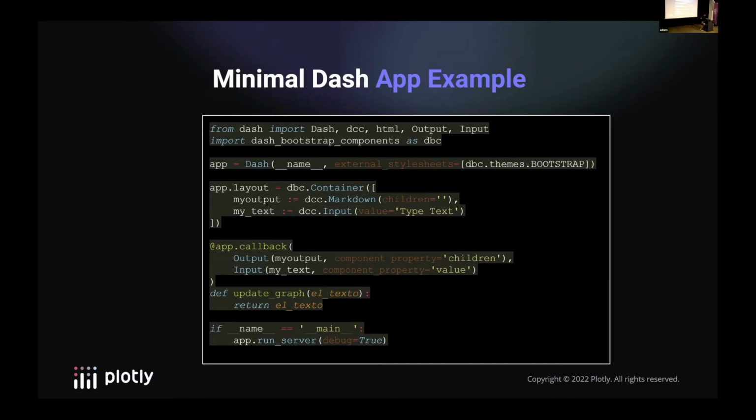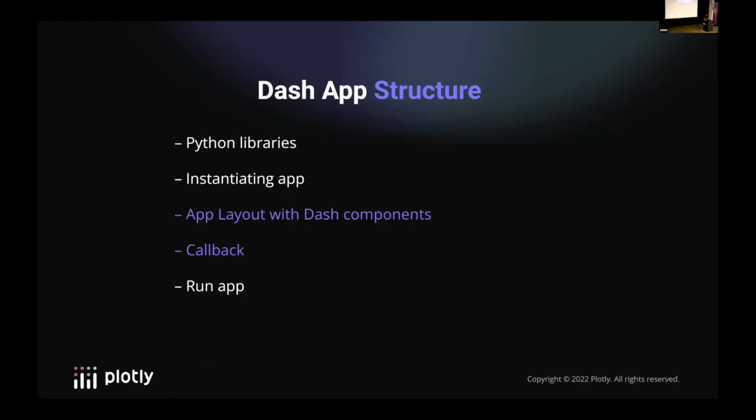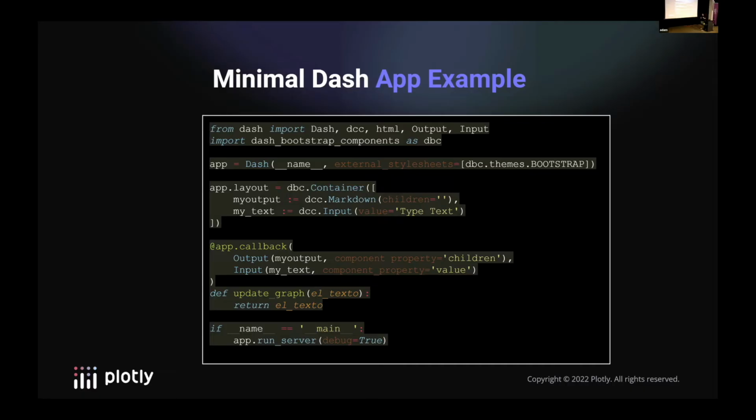If you want the user to see a markdown with some text, you'll put the markdown. If you want them to see an input field, or a dropdown, you'll put dcc.Dropdown. So this will define what the user sees on the page. Lastly, the callback. The callback is what creates the interactivity between the components inside the layout, right? So if you want the components to interact with each other, to have an interactive app that the user can play around with, that's what the callback is for.